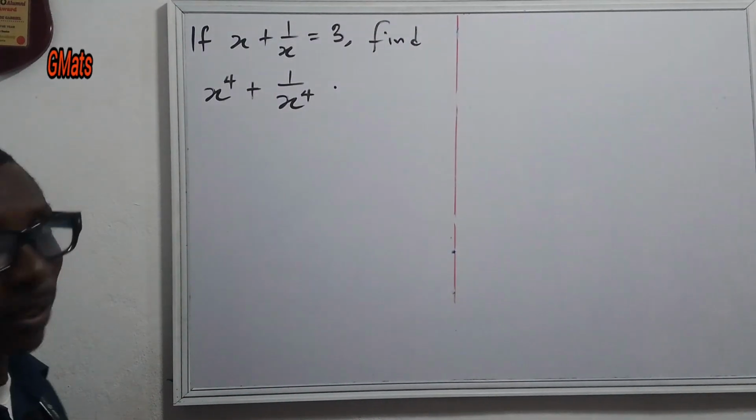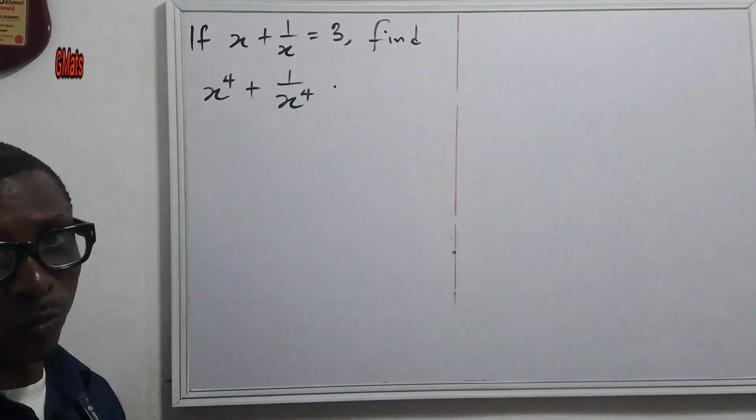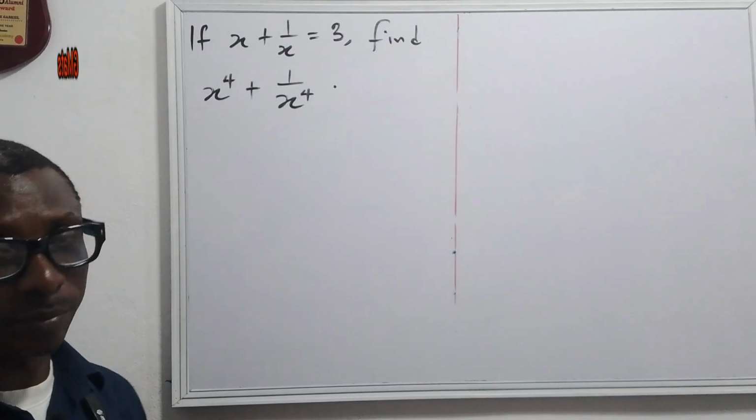Now, let's look at this problem. If x plus 1 over x equals 3, find x raised to the power of 4 plus 1 over x raised to the power of 4.